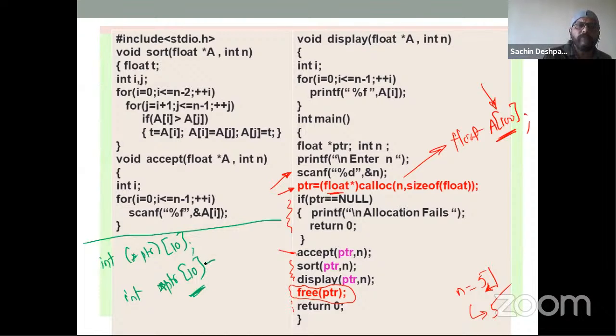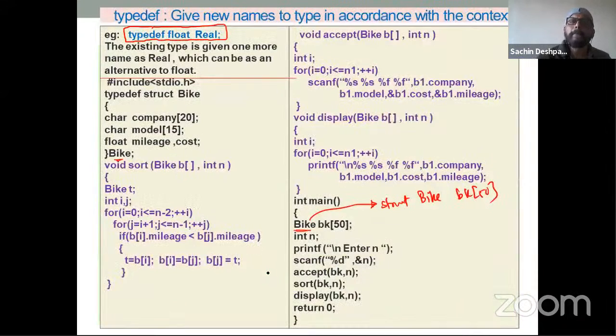So every element of this array is an integer type pointer, so this is an array of pointers, whereas in the other case this is a pointer to an array of 10 integers. So this is a pointer to an array. This is the difference as far as declaration is concerned.